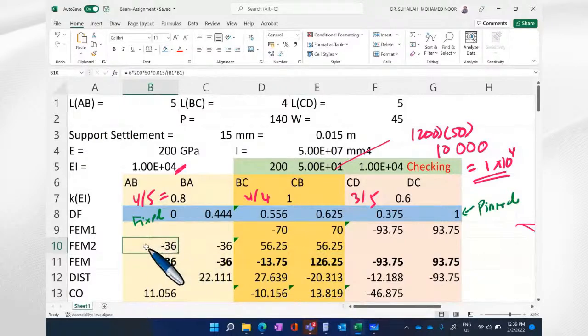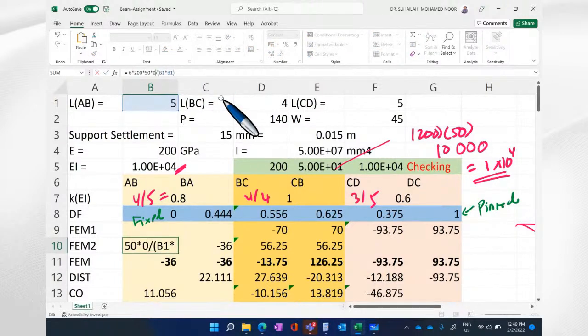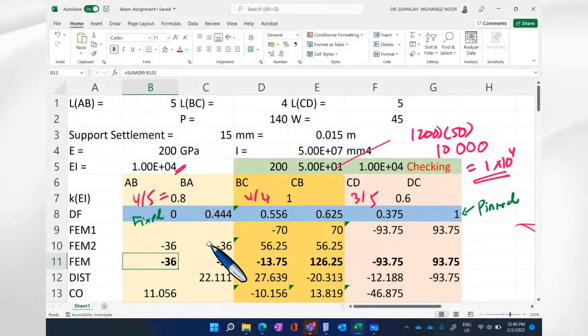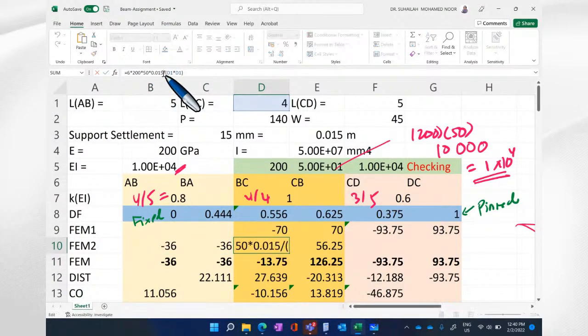So this is the FEM. The delta is 0.015 here.